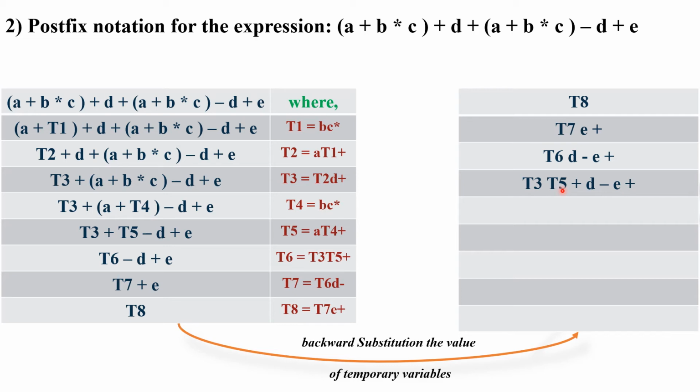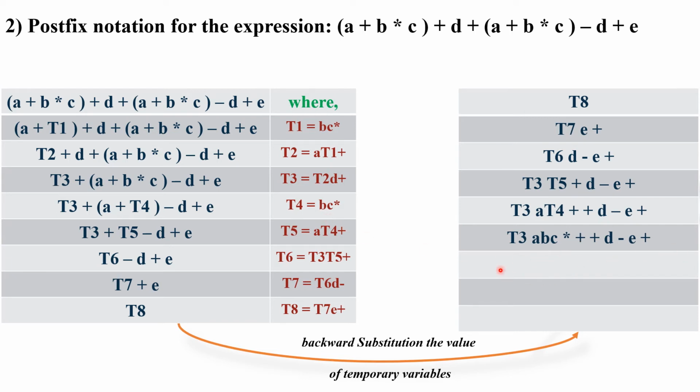So what is T5? T5 equal to A T4 plus. So T3 is as it is. Instead of T5, what do I write? A T4 plus. This plus is as it is, D is as it is, minus E, and plus is as it is. As I am going from right to left, now I have to put the value of temporary T4. What is T4? BC star. So T3 and A are as it is. This plus, plus, D minus E plus is as it is.